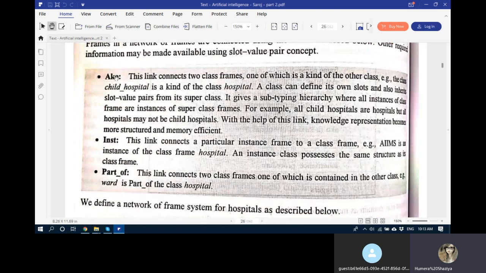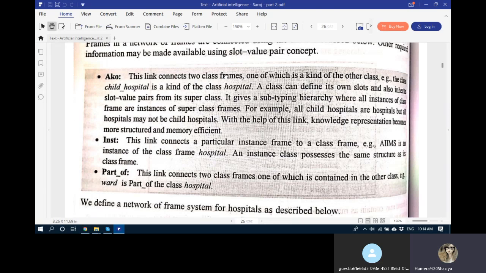AKO is used to link two class frames. For instance, if you want to link a child hospital to a hospital, certainly you can do that type of task with the AKO relation. And instance is representing a particular instance of a class frame. If you create a hospital frame, AIMS Hospital at Delhi or Osmania Hospital at Hyderabad can be the instances of that.